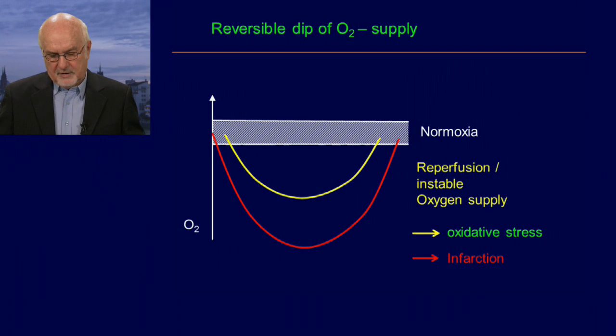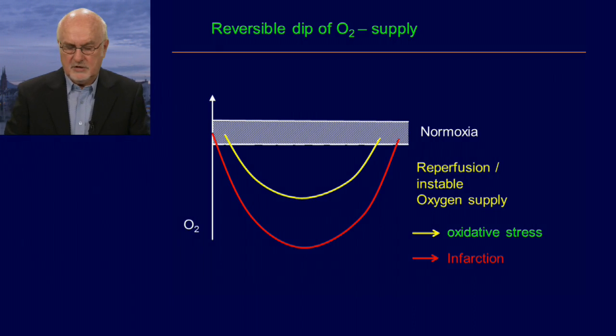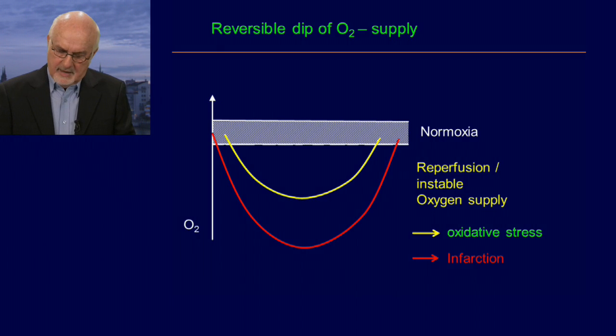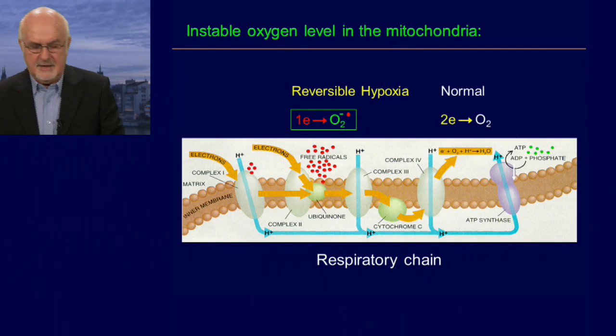Mitochondria like to have a constant oxygen tension. If this oxygen tension drops for a while, deep enough and long enough, we get an infarction. In other words, the cell will die. If, however, the drop of oxygen is less intensive or less long, then the cell can survive, but with a burst of free radicals. Why is that the case?